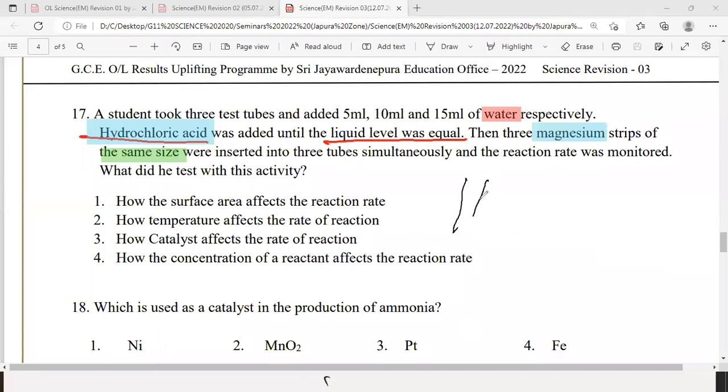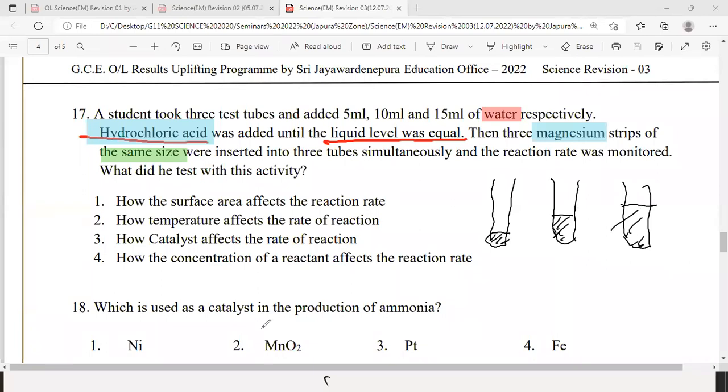17th MCQ. Okay, if you want, I'll make a small sketch of this diagram, then you can easily understand. If you find it difficult to understand, my advice is to make a small sketch of the diagram. Then it's easy to understand what's happening, right? So you have 3 test tubes, and you add magnesium of the same size. First you add water, 5 ml, 10 ml, 15 ml. So I put water here. Then you fill the rest with what? HCl, up until it comes to the equal level. So here HCl. But anyway, after mixing, it will dissolve well.